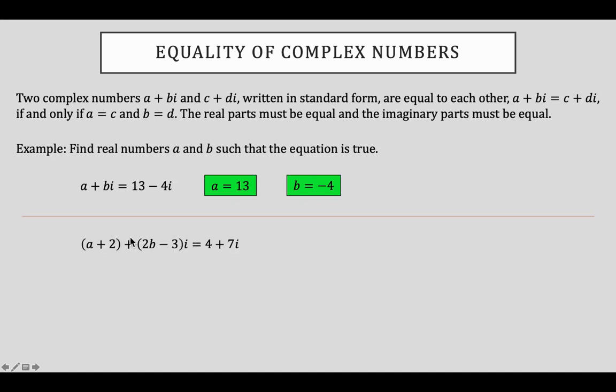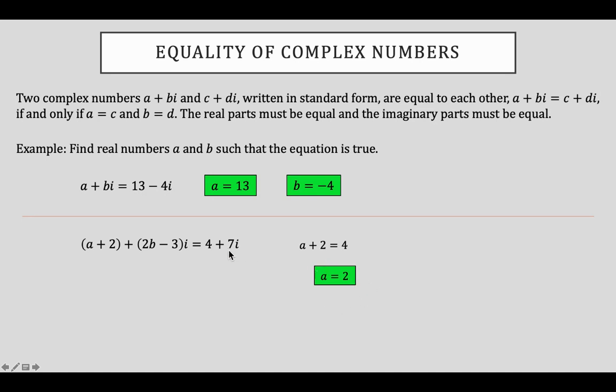Let's try one that's a little bit more challenging here. a plus 2 plus the quantity 2b minus 3 times i is equal to 4 plus 7i. Notice that on the right-hand side of the equation, the real component of the complex number is 4. a plus 2 is going to make up the real component of the left-hand side. This means that the quantity a plus 2 has to equal 4. We can set up that equation and now solve for a by subtracting 2 from both sides of the equation, giving us a is equal to 2.